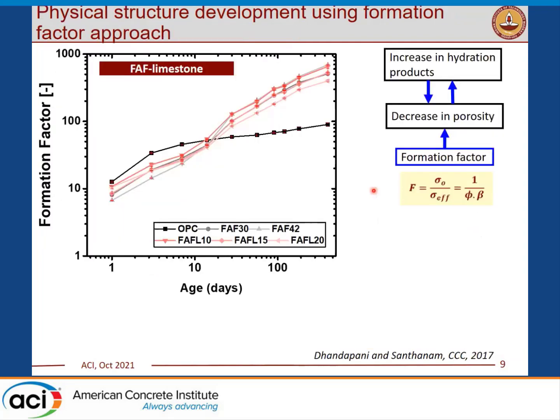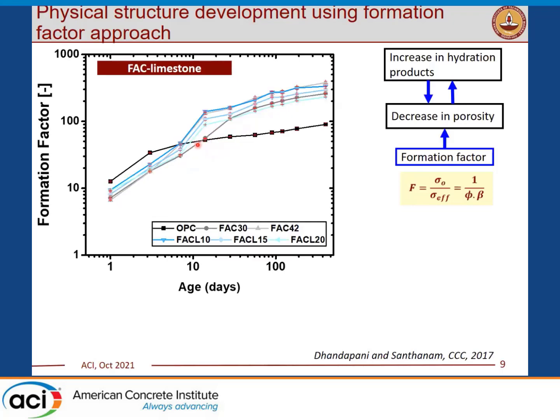So we resorted to other forms to monitor the physical structure development using the formation factor approach. This is for fly ash and fly ash-limestone combination. You have higher formation factor values for ternary systems with limestone addition at early ages. And from there onwards, high volume fly ash continues to grow, evolve, and reaches a high value at 400 days. The transition happens for both binary and ternary systems at almost similar ages.